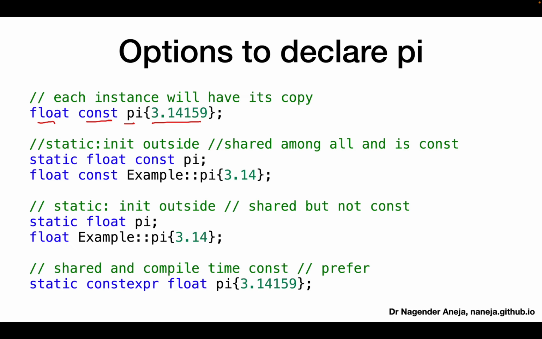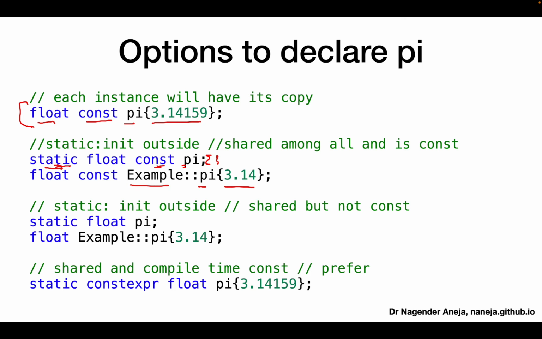The second option is in the class, not outside. We say pi is a constant and it's non-static, which means every instance will have its own value of pi, which doesn't make any sense. Pi is a constant, so it must be a class variable. But the moment we declare it as static, we can't give the value here, so it must be outside the class. So we say outside the class, Example::pi, and then we give the value.